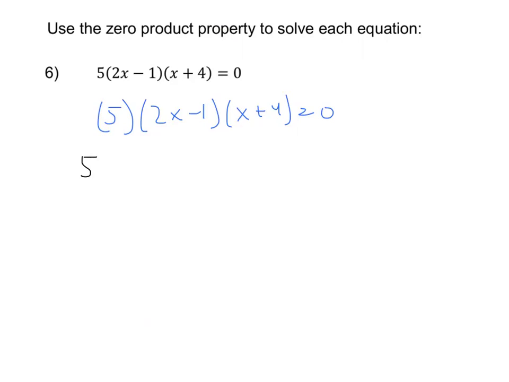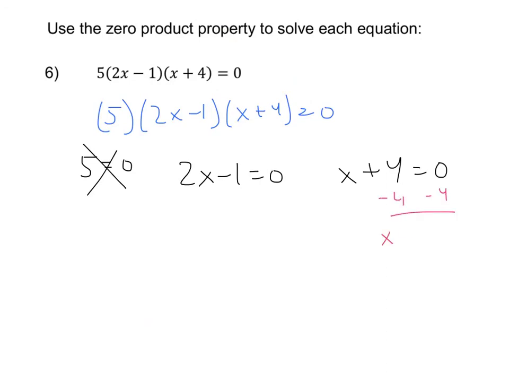Right? Could it be 5? Could 5 equal 0? No, that doesn't make sense. 2x minus 1 could be equal to 0. X plus 4 could be equal to 0. The x plus 4 is the obvious one. When is that going to be true? Right? When x is equal to negative 4. So if I subtract 4, we would get x equals negative 4.